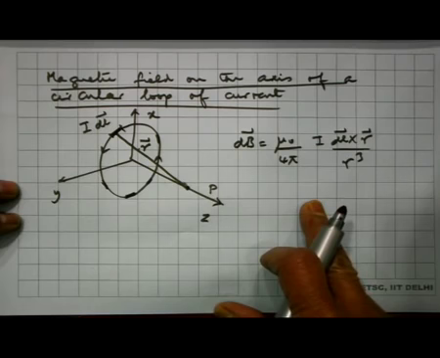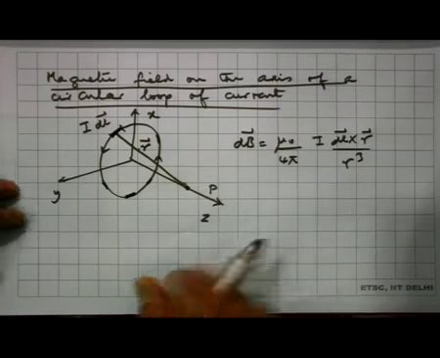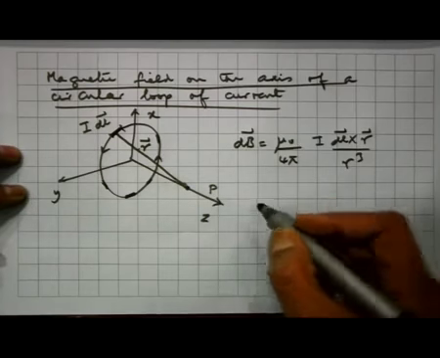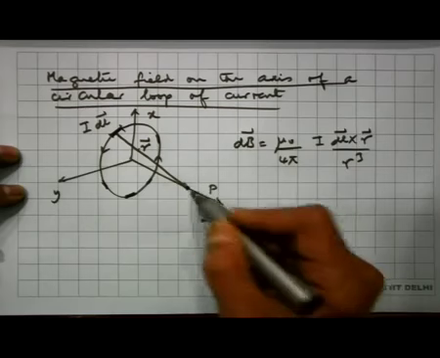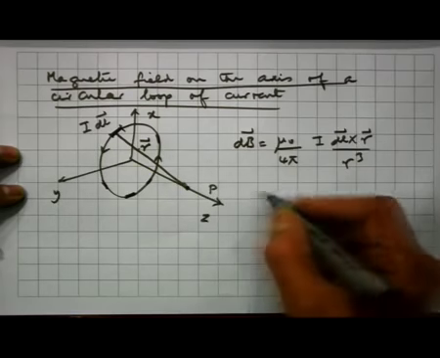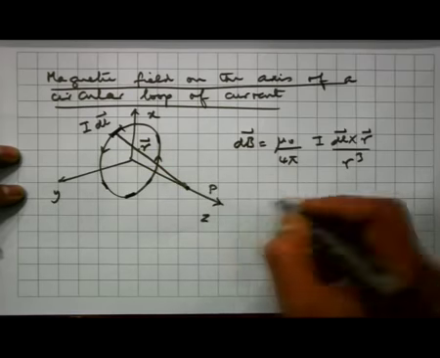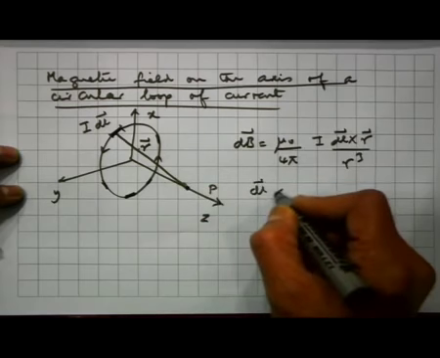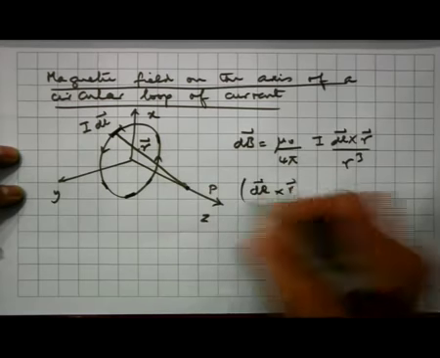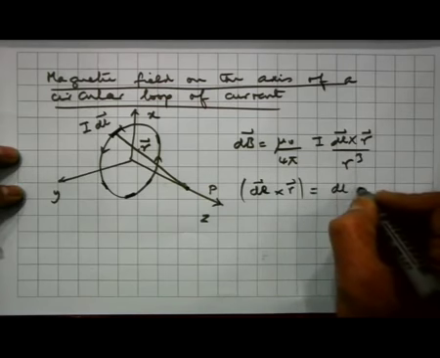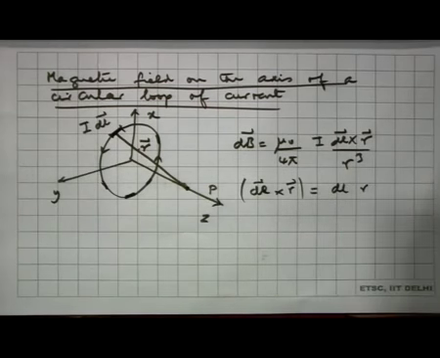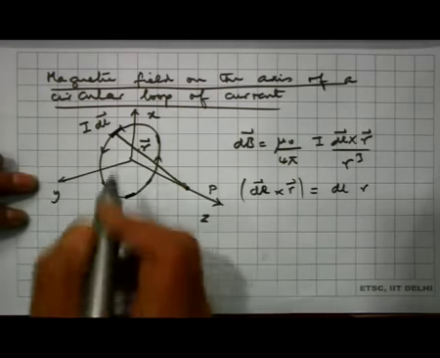Now please notice here that dl and r are always perpendicular, because I am choosing the point along the axis of this circular loop. So the magnitude of dl cross r is always equal to dl r. r is the distance from here to here, and the direction of the magnetic field is perpendicular to both.